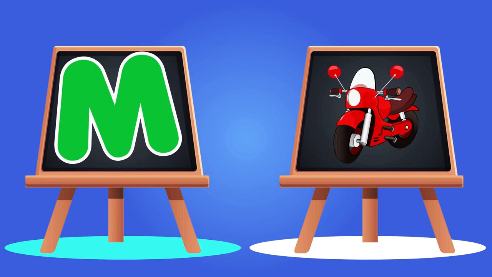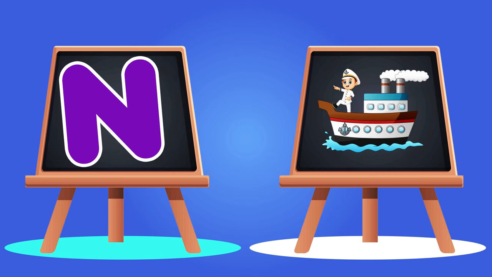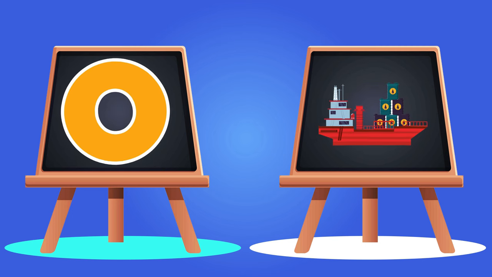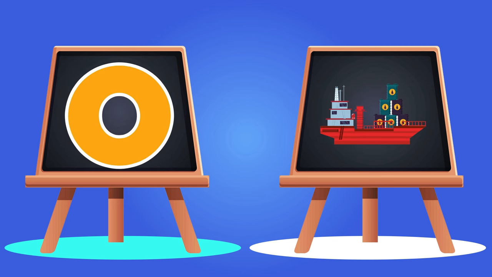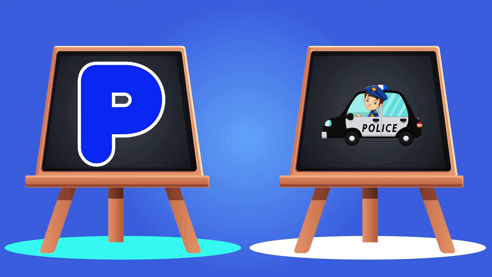M is for motorcycle. M, M, motorcycle. N is for navy boat. N, N, navy boat. O is for oil tanker ship. O, O, oil tanker ship. P is for police car. P, P, police car.